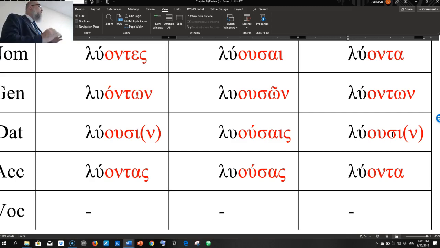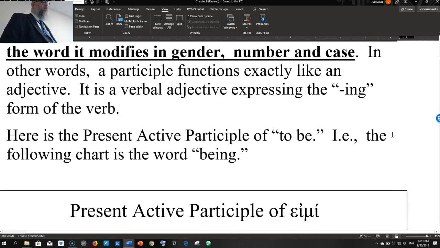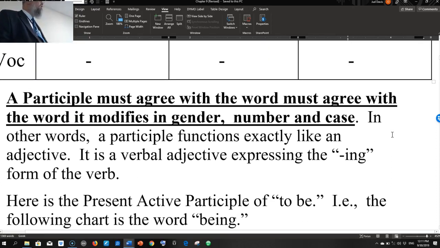Anything a verb can have, a participle can have, because it is a verb, but anything an adjective will do, a participle will do because it's a verbal adjective. You with me? Okay, so a participle, because it's an adjective, must agree with the word that it modifies in gender, in number, and in case. Just like an adjective. This is a verbal adjective, so participles have to agree with the words they modify in gender, number, and case.